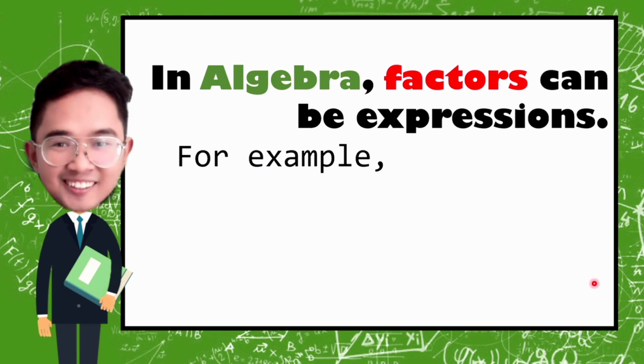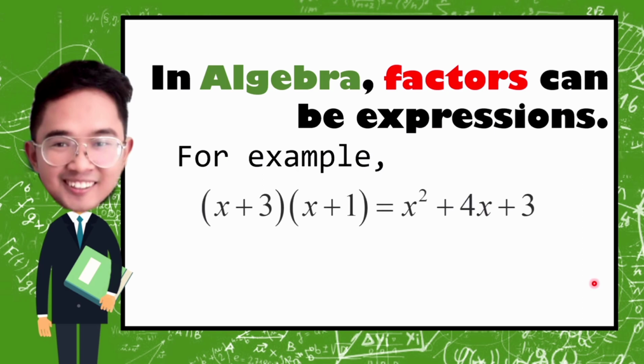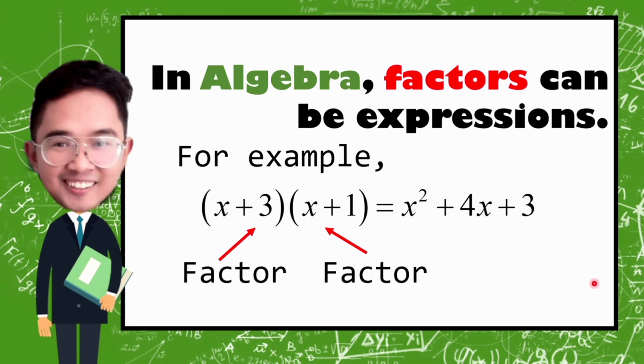In algebra, factors can be expressions. For example, x plus 3 multiplied by x plus 1 equals x squared plus 4x plus 3. The factors of x squared plus 4x plus 3 are x plus 3 and x plus 1.